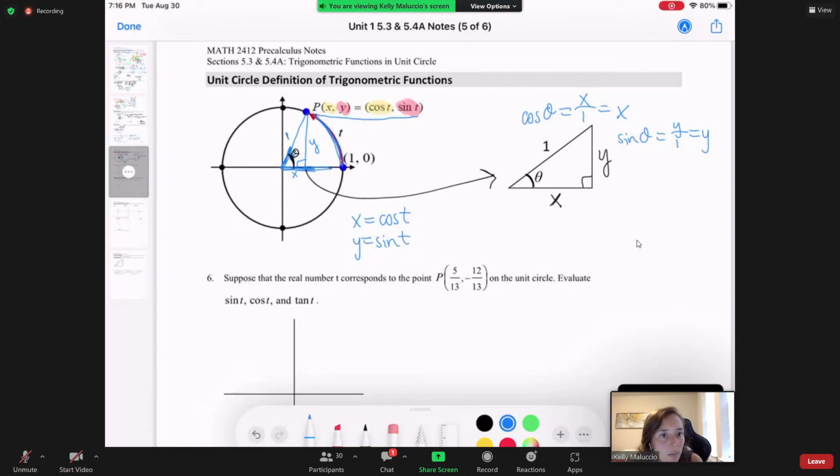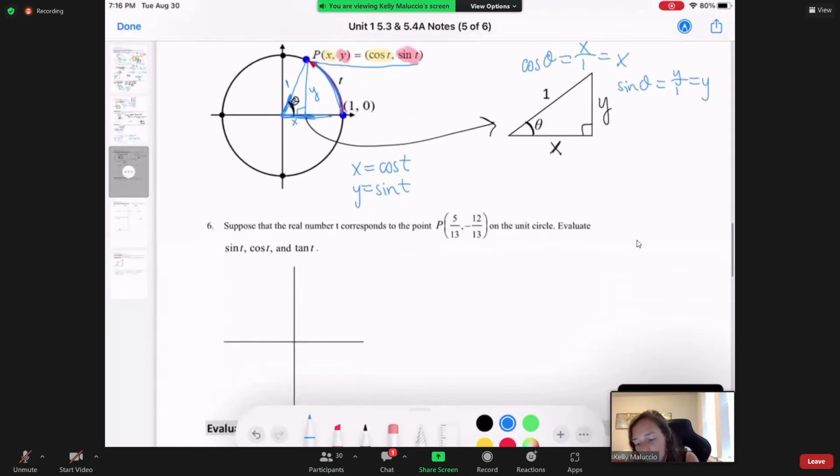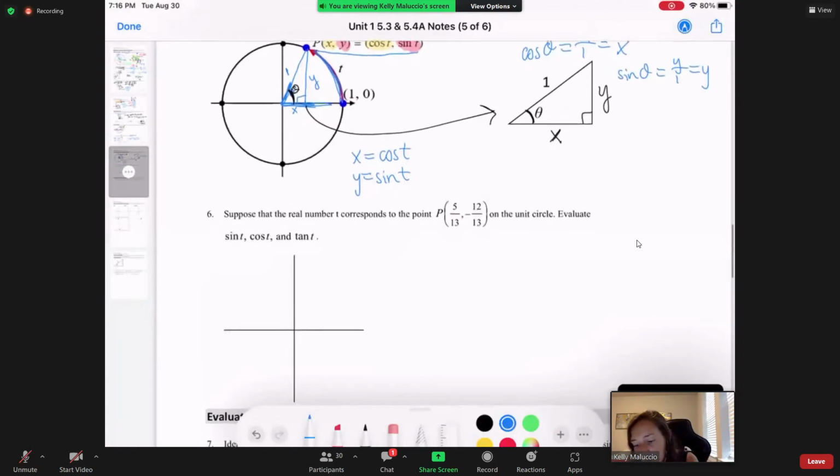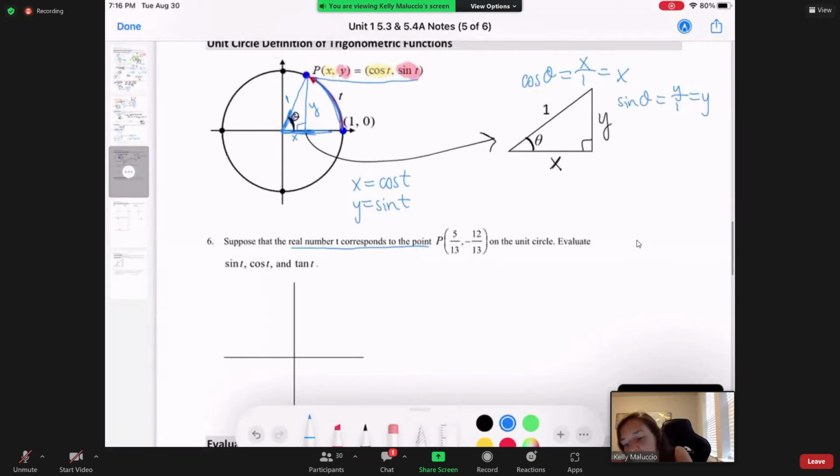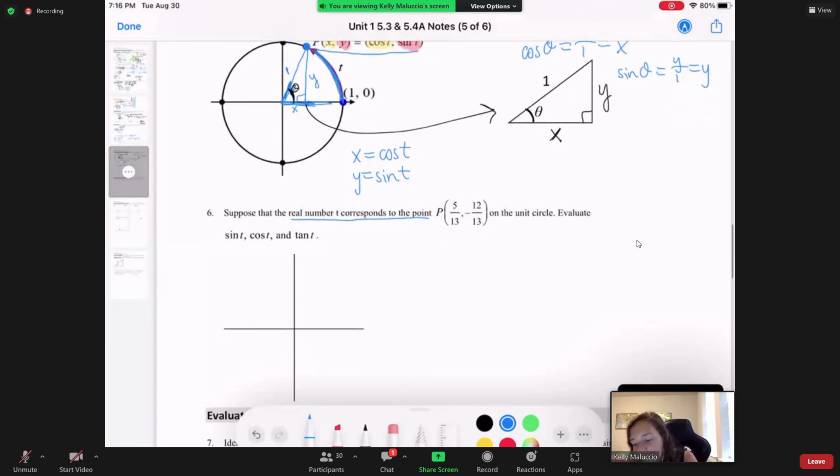So looking at this, an actual problem to solve here. Suppose the real number T corresponds to the point P. T is the arc length to get to that point we're looking at. Later, we will specifically use theta, but it's all going to represent the same thing. So remember, this is our X, this is our Y.